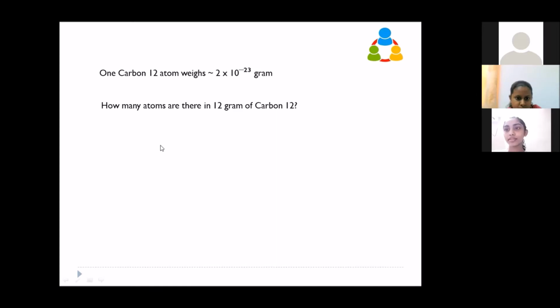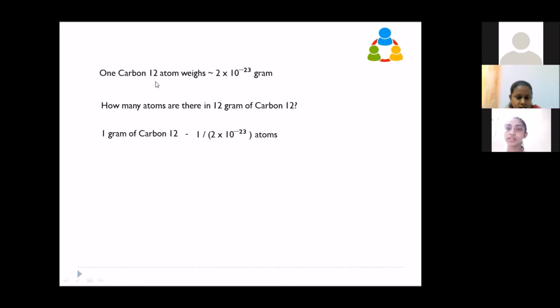What unit value do you want to apply? What is it that you want to see? You want the value for 12 grams. So if you get it for 1 gram, you can find it for 12 grams, right? Yes, sir. So 2 into 10 raised to minus 23 gram is equivalent to 1 atom. Right? So 1 gram means 1 divided by 2 into 10 raised to 23, right?